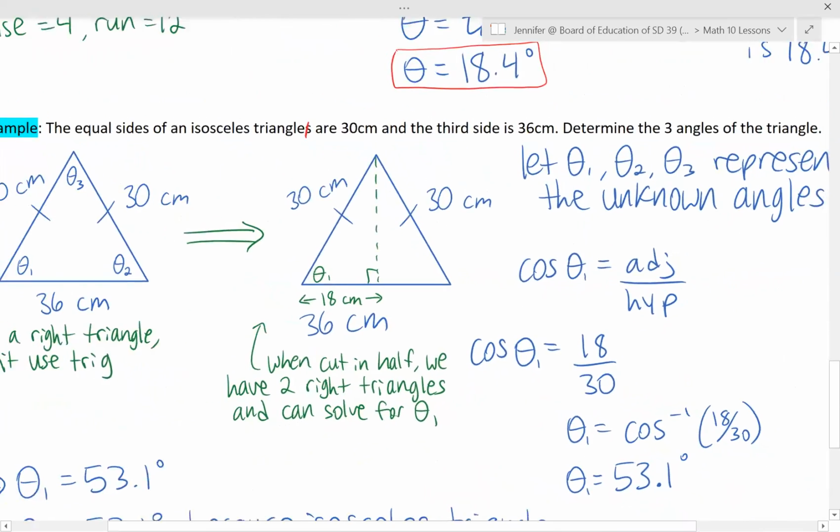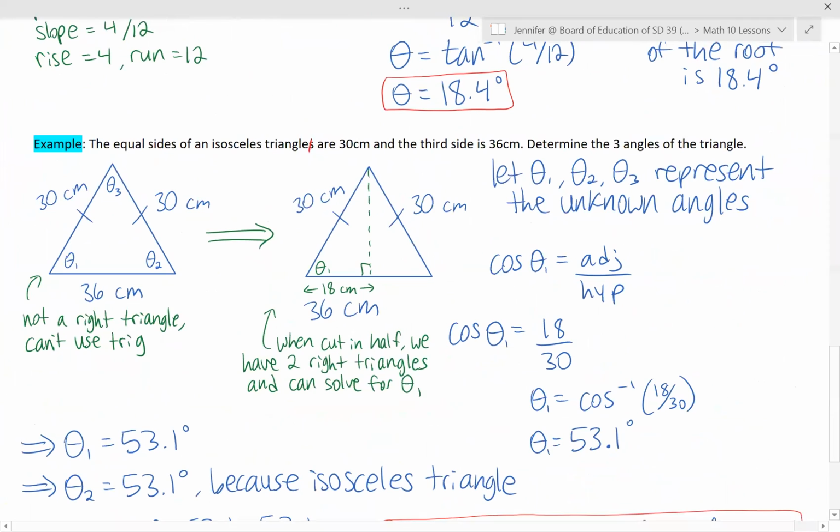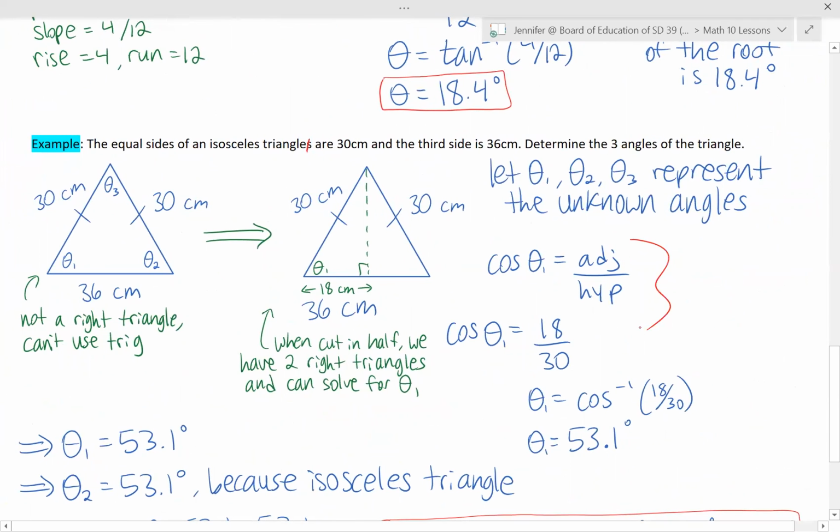There's my let statement on the side. I just said let theta 1, 2, and 3 represent the unknown angles. So I know that I have to use the cos ratio because I have adjacent and hypotenuse. I substitute those side lengths in so that I can find theta 1. I use my cos inverse to get the cos on the other side and isolate for my theta. And when I put this in my calculator, I get 53.1 degrees.